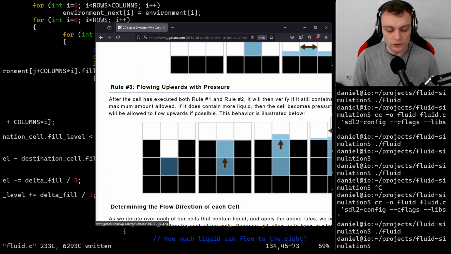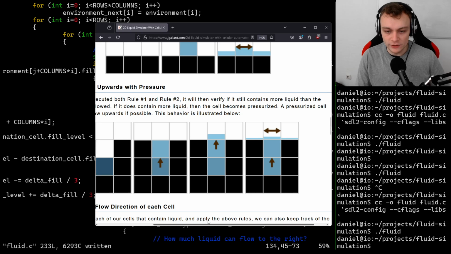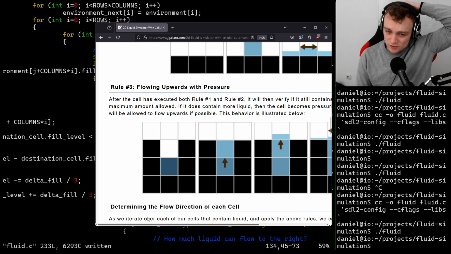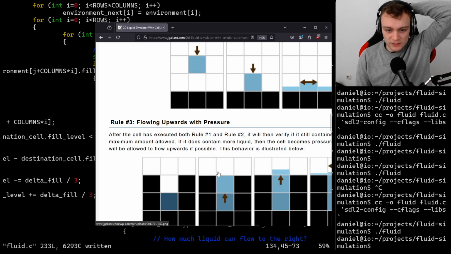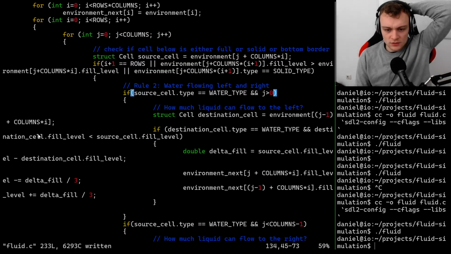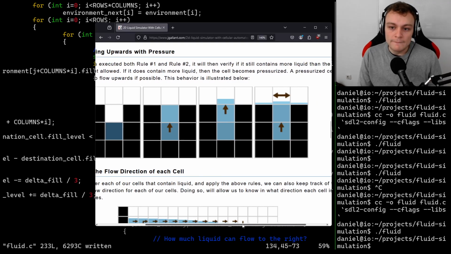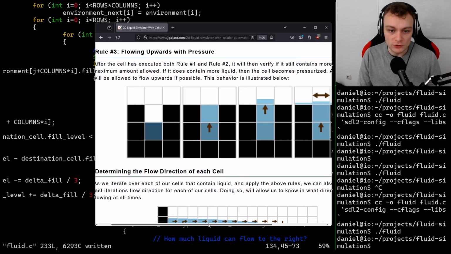Because, no, we also have flowing upwards with pressure. After the cell has executed both rule number 1 and 2, it will then verify if it still contains more liquid than the maximum amount allowed. Actually, in our case, it's not possible to build up pressure because we properly check how much liquid can flow into the neighboring cells, I think. No, we don't check that in rule number 2. So maybe it makes sense to create the pressure case as well. A pressurized cell will be allowed to flow upwards if possible.